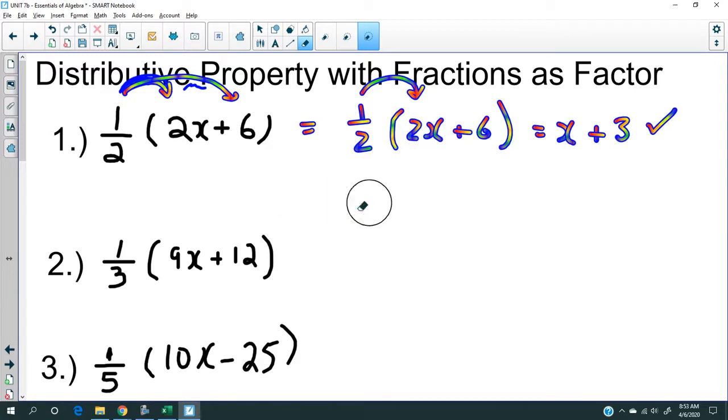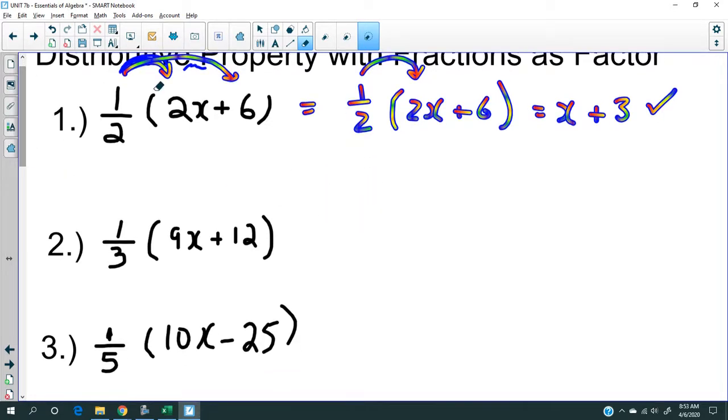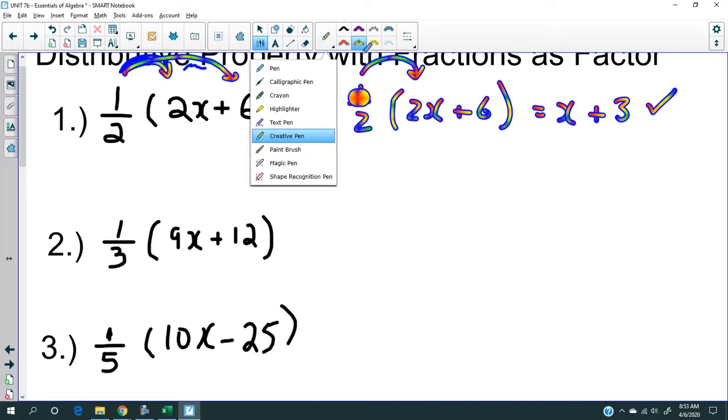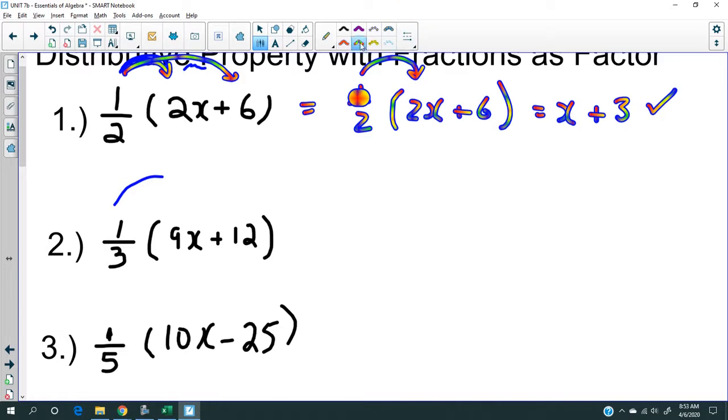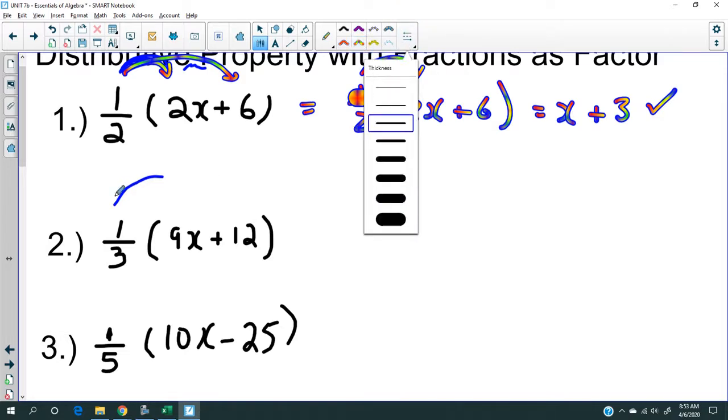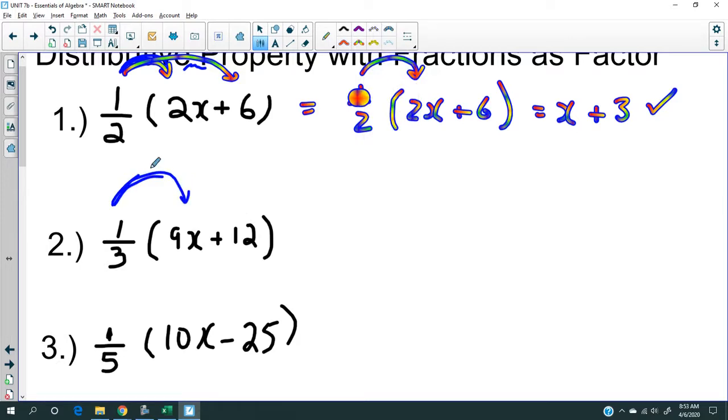Now, let's try a couple more together. So this one, what's going on here? Likewise, we have 1/3 times 9. So what's 1/3 times 9? Yeah, 3, right? 3x. And then plus, what's 1/3 times 12? Yeah, 4, right? And there you go. Nothing crazy.